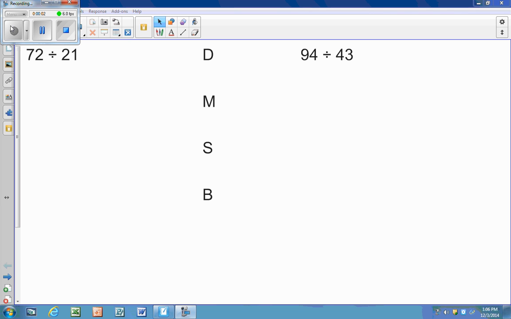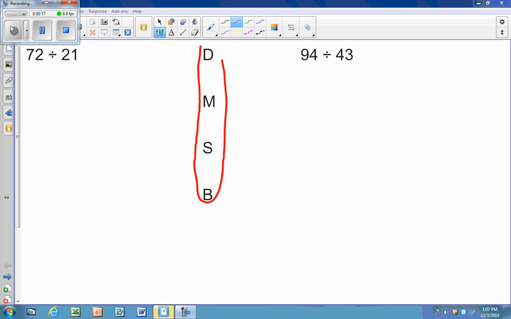This is Module 2, Lesson 14. We're doing long division using the standard algorithm. So we're going to start with 72 divided by 21. If you notice, we wrote DMSB down the middle for those that need that written to remind me to divide, then multiply, then subtract, then bring down. And if I bring something down, I have to go back to the top and start dividing again.